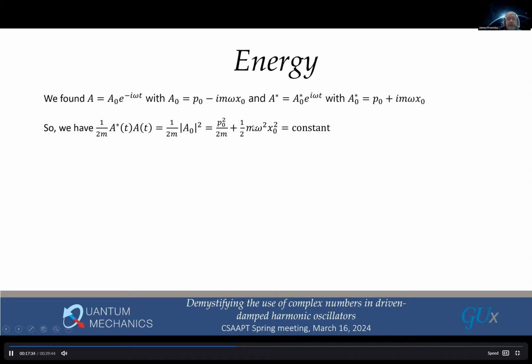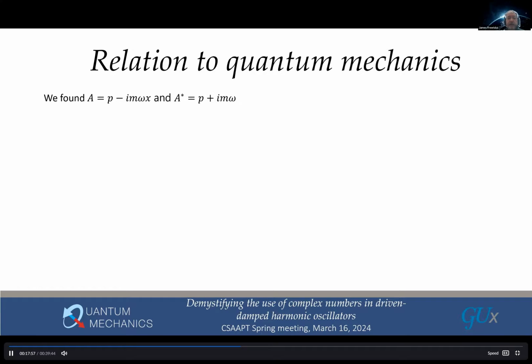But if I write the A back as P of t minus i m omega x of t, when I form this, I'm going to get the energy as a function of time. So the energy is conserved automatically in this approach, and it's very easy to see that energy is conserved. I think that this is really quite nice. Furthermore, we essentially showed that A star A was related to the energy.